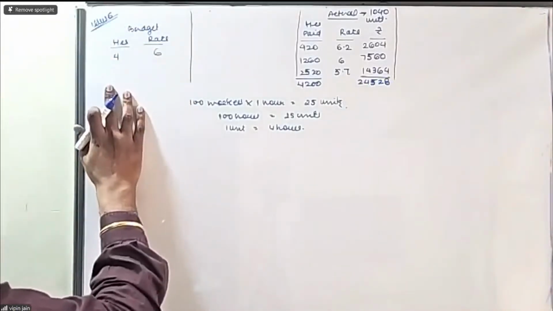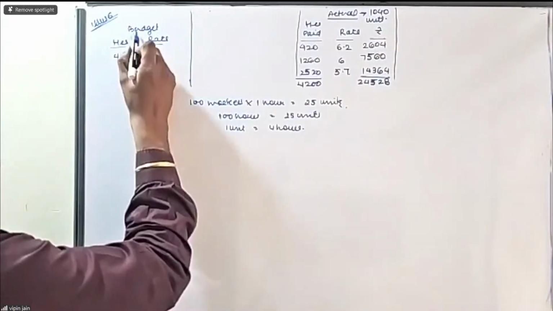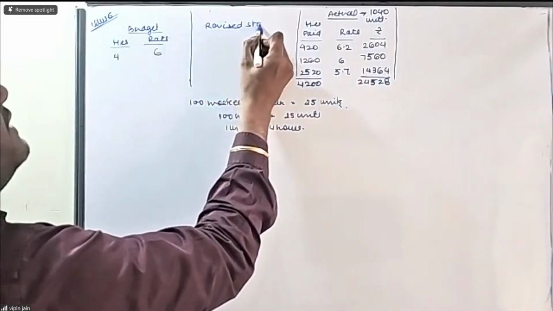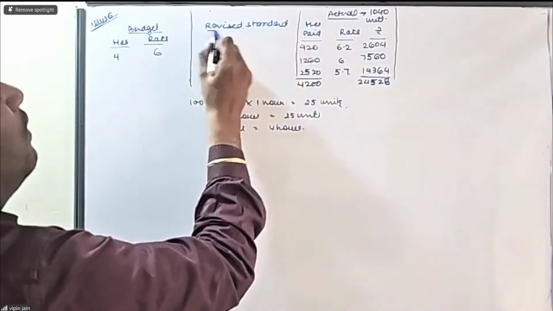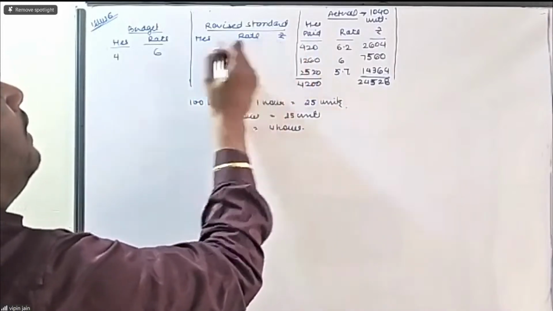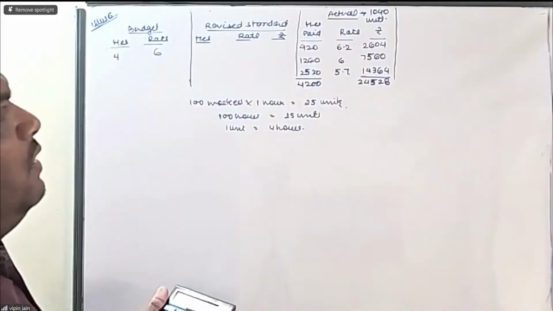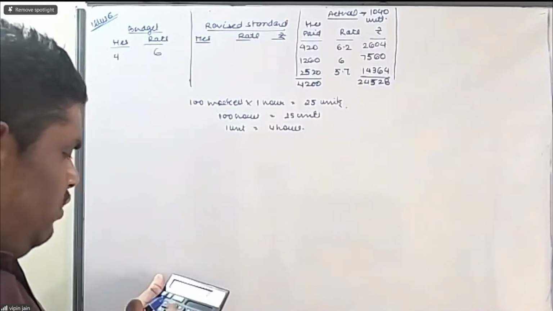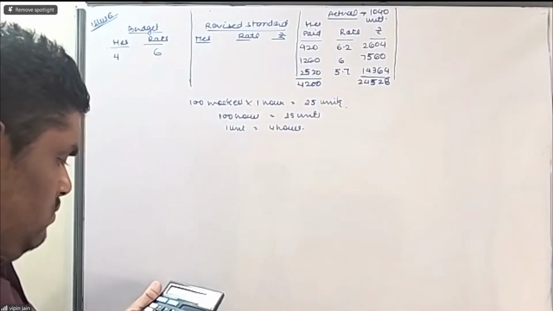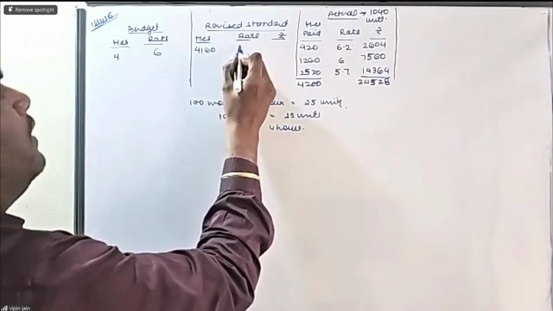Now budgeted data is given for 1 unit. Actual data is given for 1040 units. So what we will do, we will prepare the revised standard. So hours, rate and amount. 1 unit 4 hours, so 1040 units, how many hours? 4160 hours into 6.